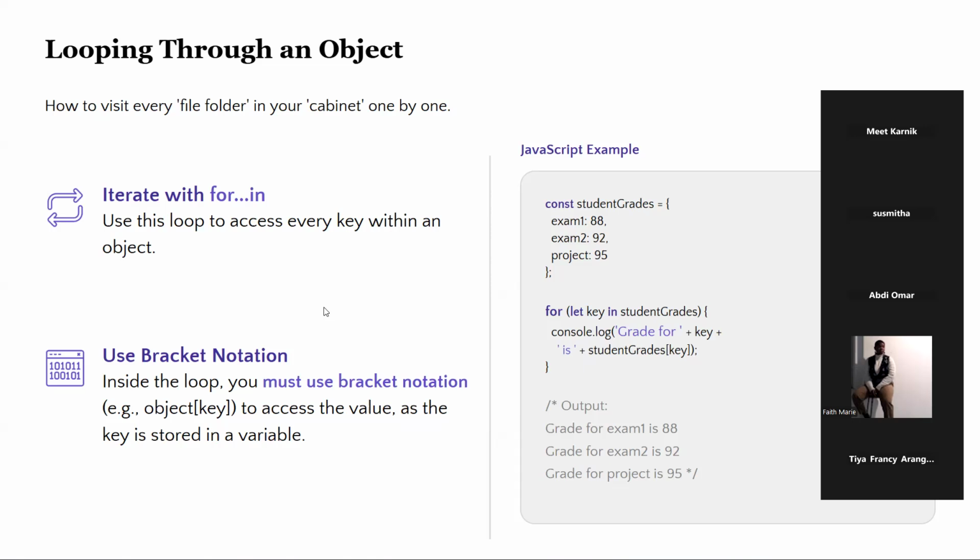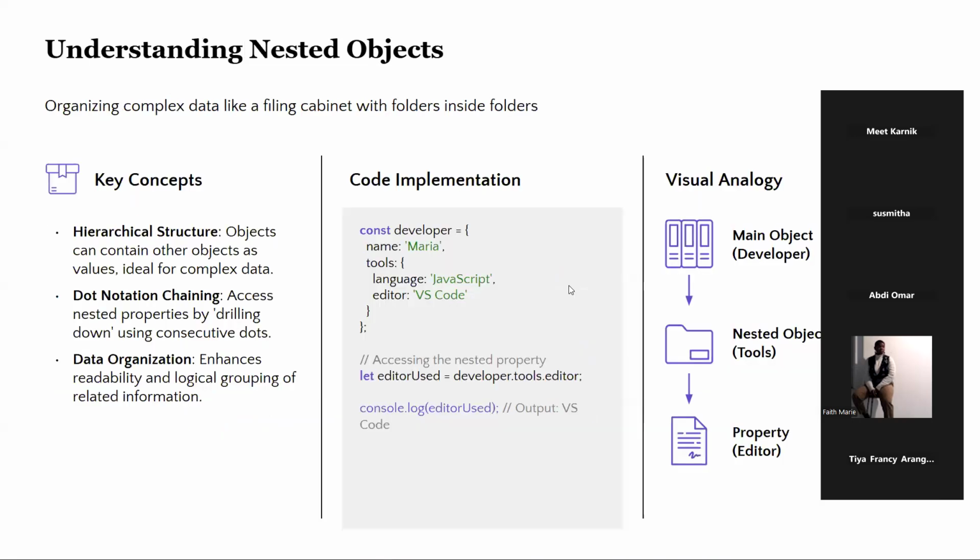So the main takeaway for for in is this: use for in loops to iterate through object keys, and use bracket notation inside the loop, because the property name is always coming from a variable.